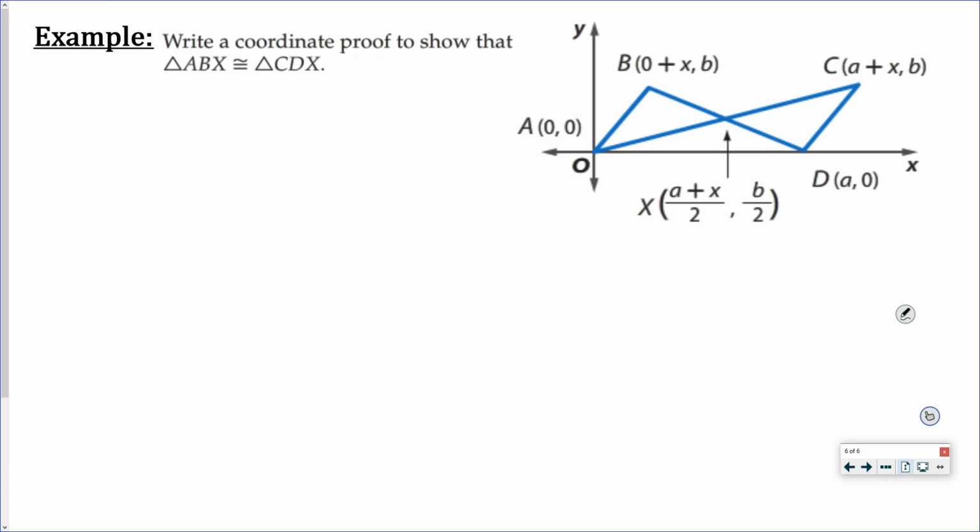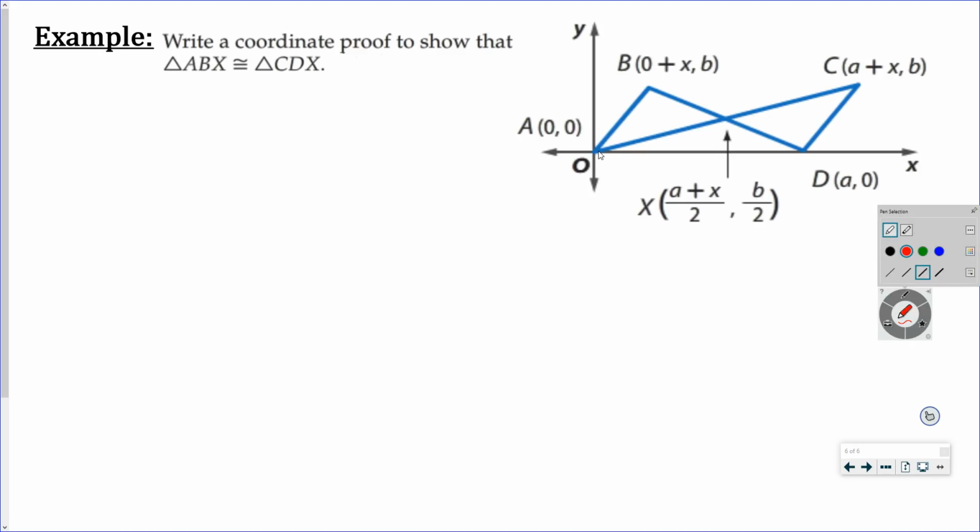All right, one more coordinate proof. This time they want us to prove, and look, they placed all this for us, and they did all the labeling of the variables for us. This time they want us to prove that triangle ABX is congruent to triangle CDX. They want us to show that these two triangles are congruent. They didn't give us anything. No markings of congruent, no markings of parallel lines.